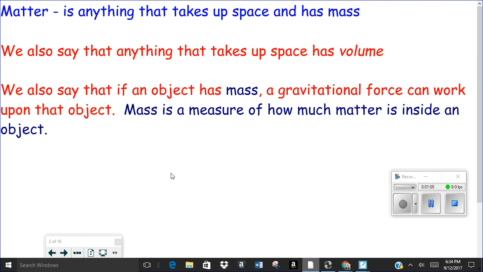However, in chemistry, we just think about mass as a measure of how much matter is inside an object.